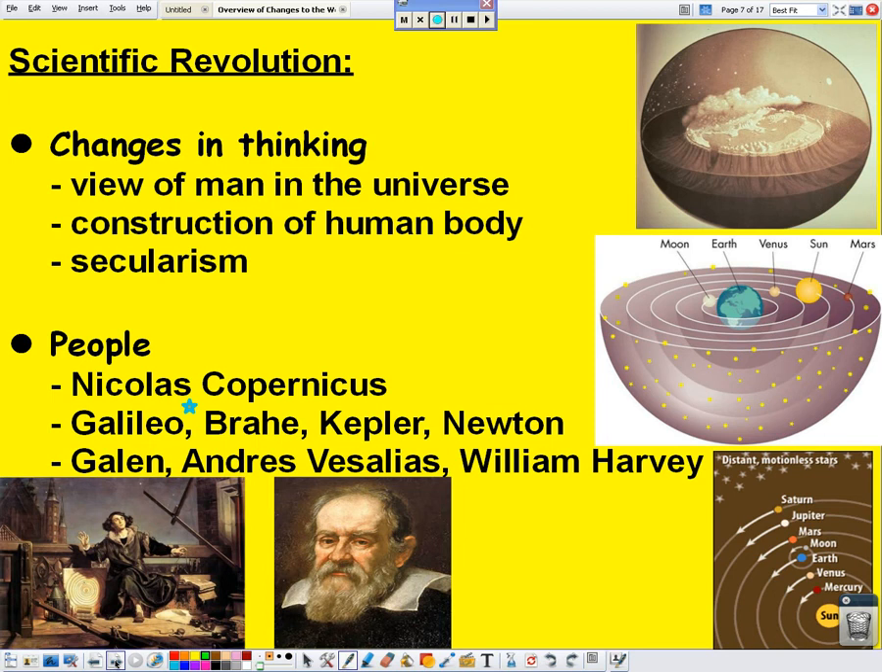And so this is the early view of the universe. It's known as the geocentric theory. Geo meaning earth. Earth-centered theory. And you may have heard of the guy who came up with it. His name was Aristotle. Smart guy.